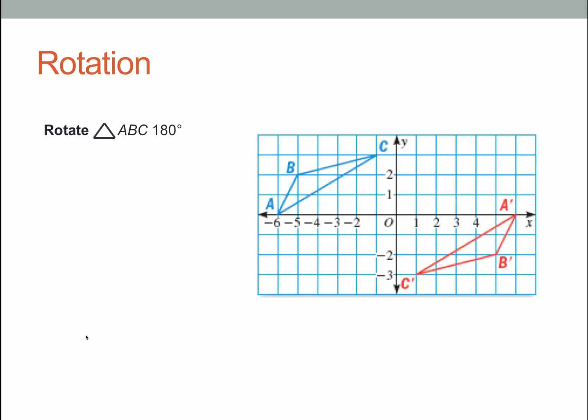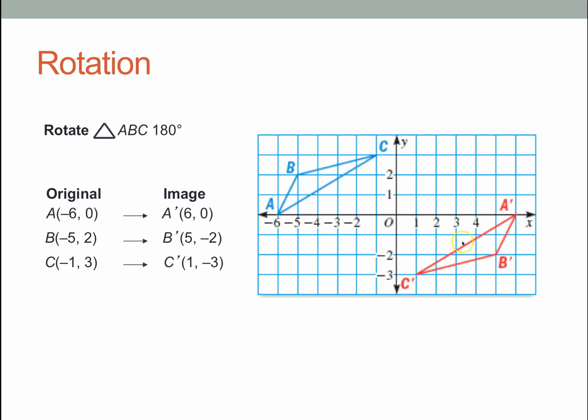And now let's look at a rotation for 180 degrees. Notice when I say 180 degrees, I don't need to say clockwise or counterclockwise because we end up at the same place. 180 degrees ends up in the same place. So here's my original coordinates, and here are my image coordinates, the blue coordinates. Can you see a pattern here? So it goes negative 6 is my x value, and 0 it becomes 6 and 0. Here negative 5, 2 becomes 5, negative 2. So it looks like xy becomes negative x, negative y when we're rotating it 180 degrees.